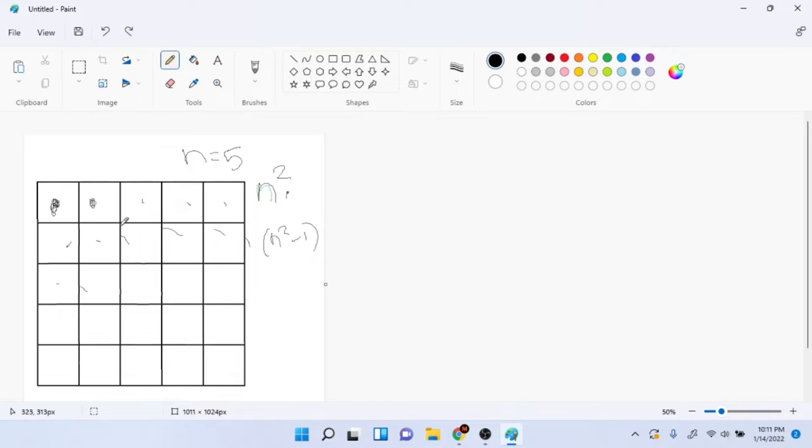And then imagine if I put the second piece here. So let's say I put the second piece here.